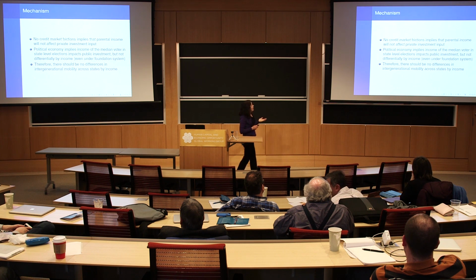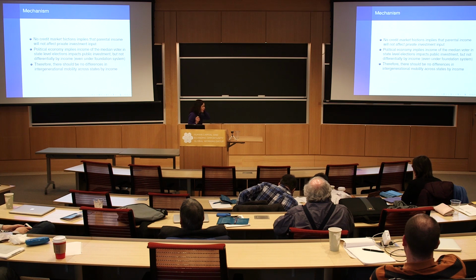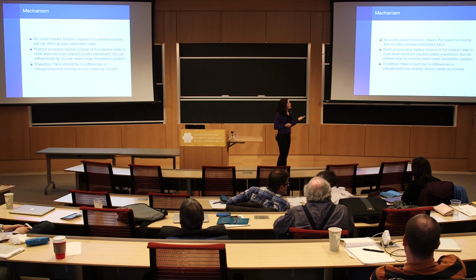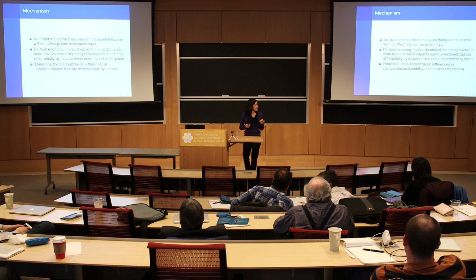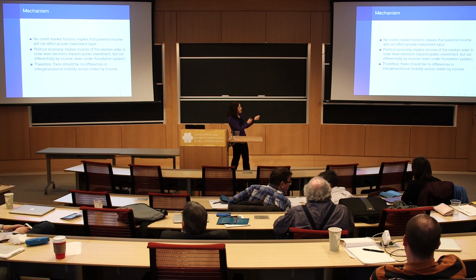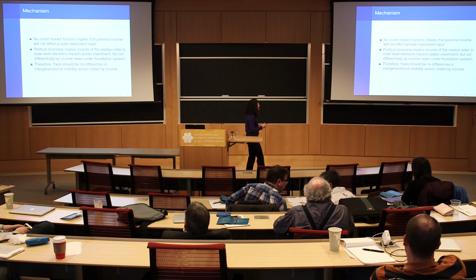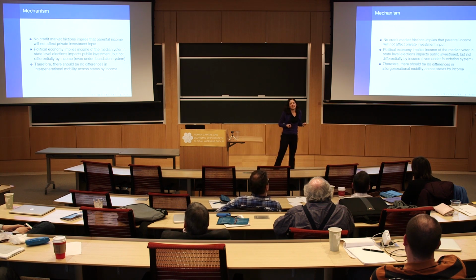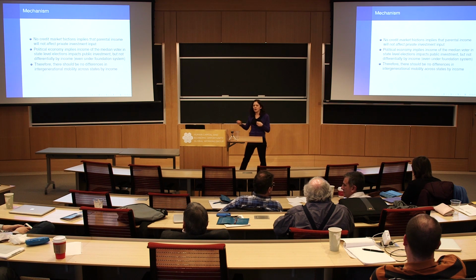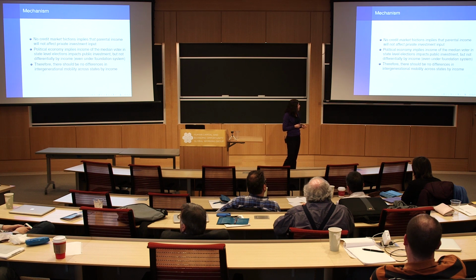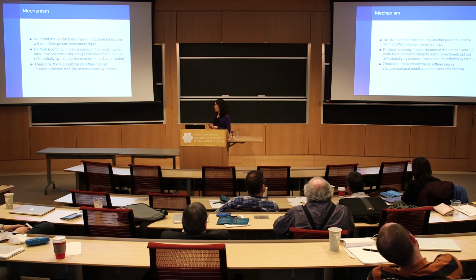Okay, so as far as I could tell, and I could have been wrong here, it didn't look like there were any credit market frictions, which is why all of this happens. So parental income isn't going to affect the private investment input. Political economy might affect things, but it's not going to affect it differentially. So it doesn't matter what your parent's income is for what the public spending is going to be. So we shouldn't see any differences in intergenerational mobility across states by income.